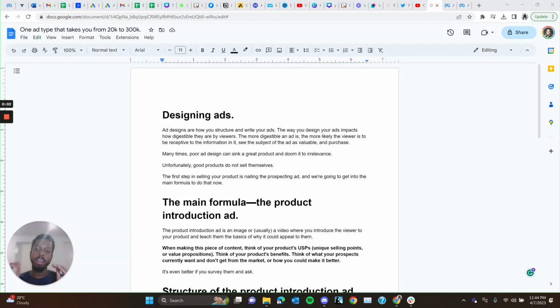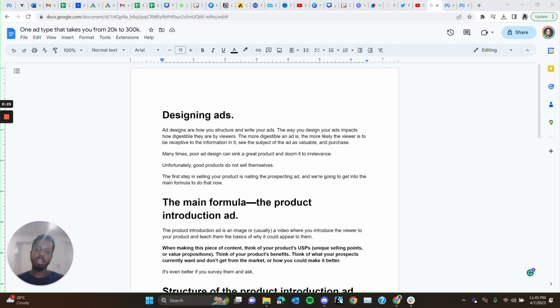All right, so today we're going to cover the one ad type that really pulled through, that allowed me to scale a brand from about $20,000 a month to $200,000 a month, only in 4 months. So, ad designs. Now, the ad that did it for us was a product introduction ad. It's a pretty simple ad, and it's a pretty basic but really crucial ad type.